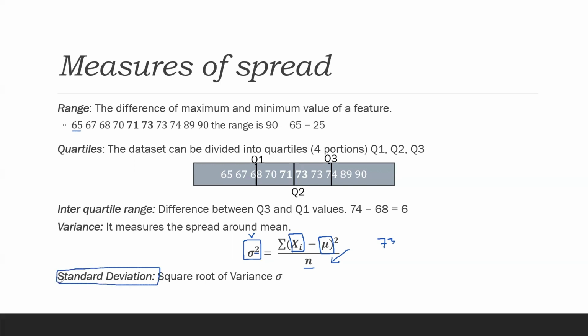So these two are very important, the variance and standard deviation. These are pretty common topics that you're going to look at. Variance and standard deviation are going to tell you how scattered the data is.